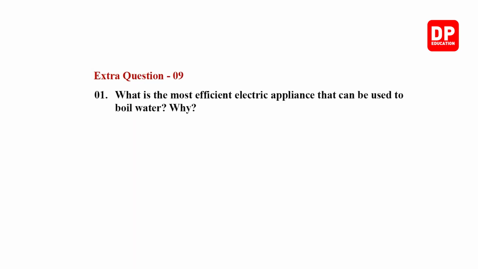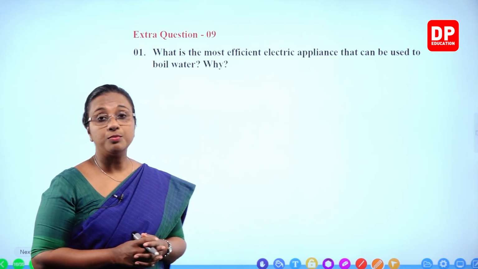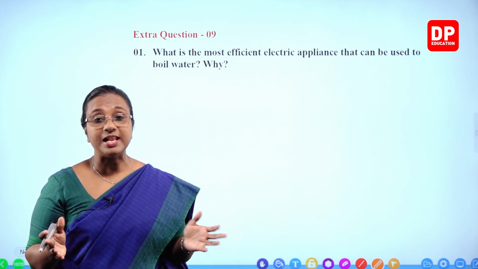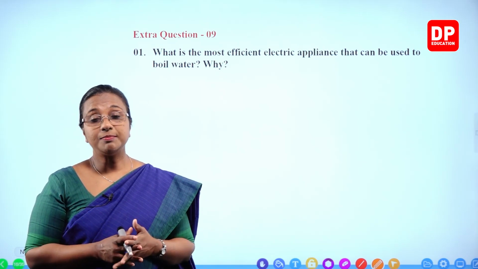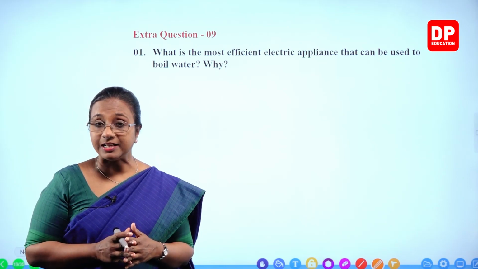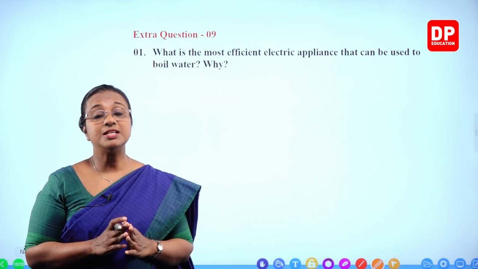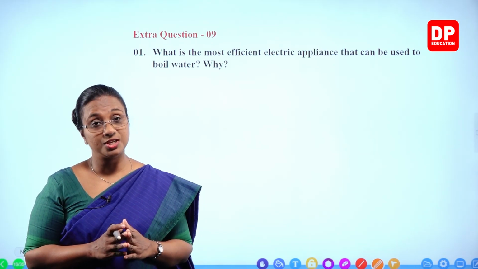Extra question 9. What is the most efficient electric appliance that can be used to boil water? There are different electric appliances that are used to boil water. You can just use an electric cooker, a hot plate, then you can use an immersion heater or even an electric kettle. Out of all these, the immersion heater is the most efficient one.